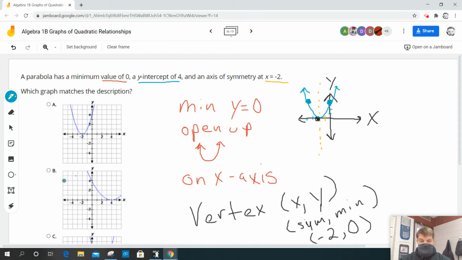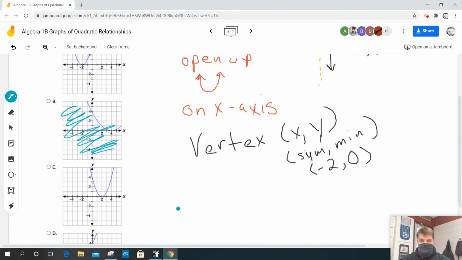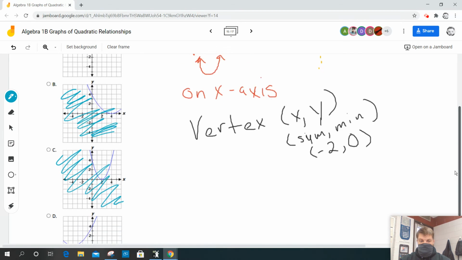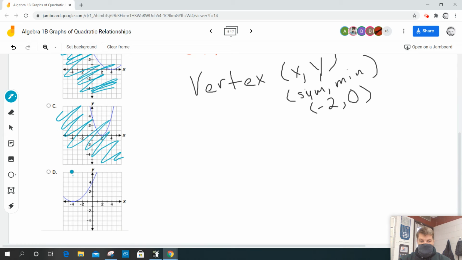So B is out. It has a y-intercept of 4, but the line of symmetry isn't. It doesn't. It's way over here at 4. This one has a line of symmetry at +2. And this one has a line of symmetry, it looks like at like -4. So that one's out. So what's the right answer?